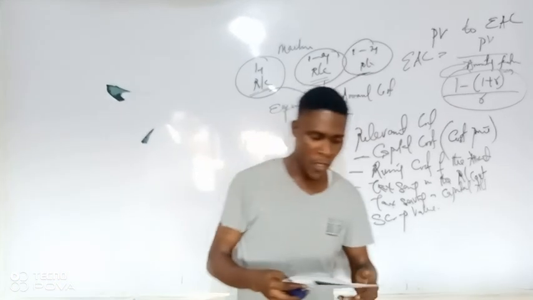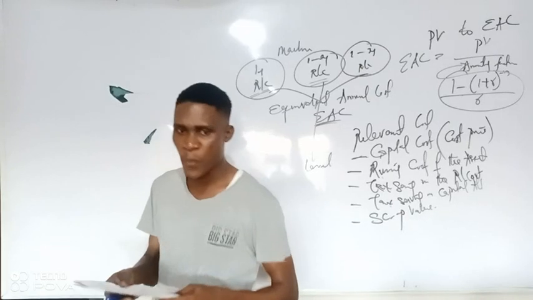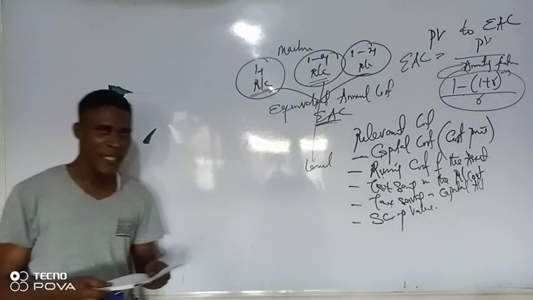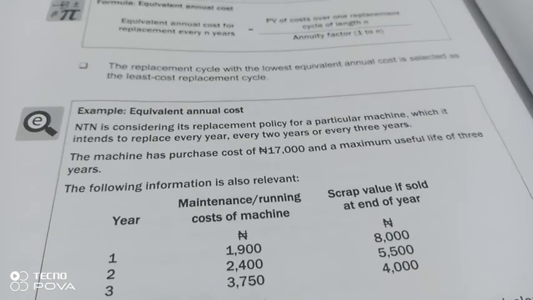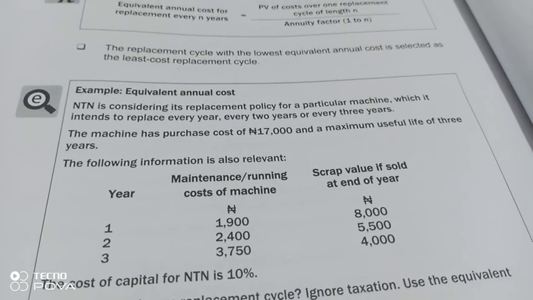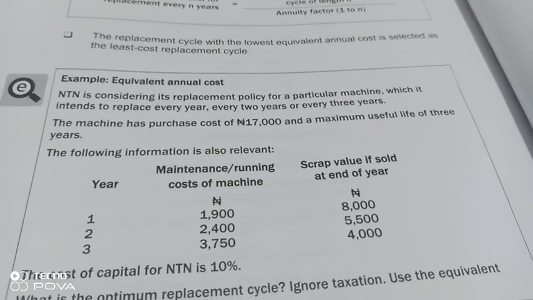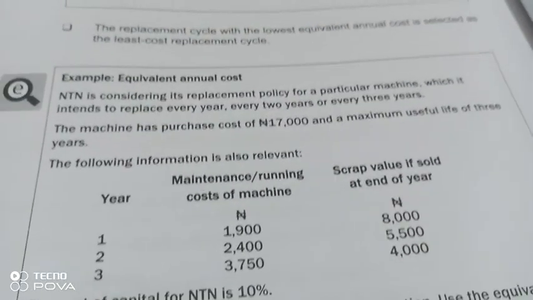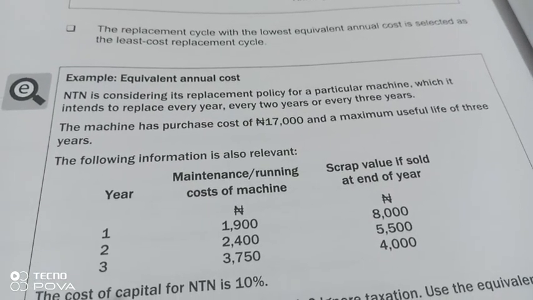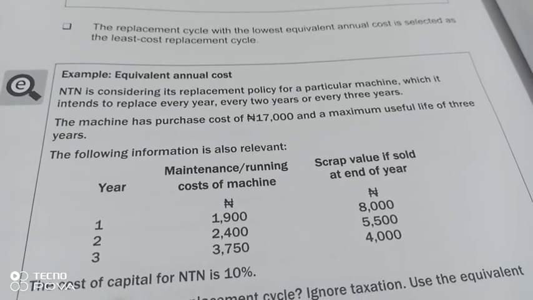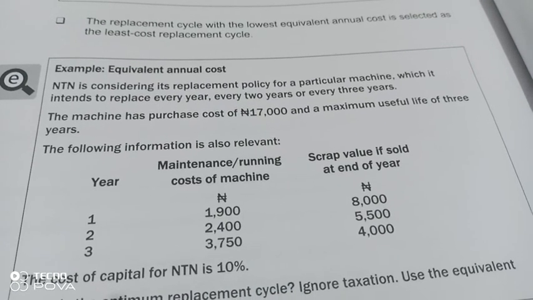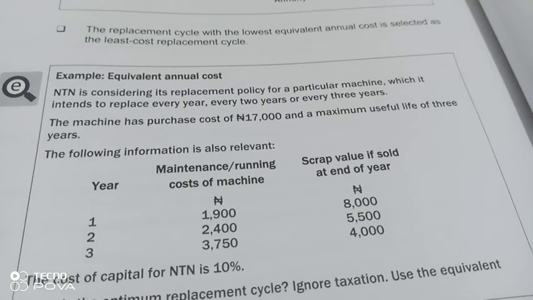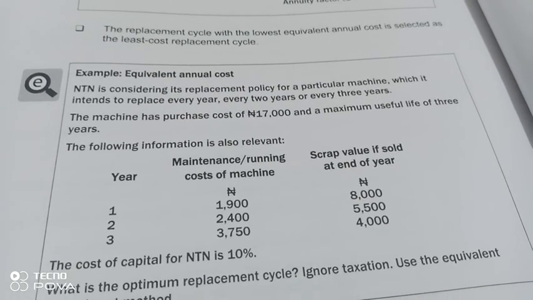So in view of that, let's practicalize a very good example. The example now is on page 196. MTN is considering the replacement policy for a particular machine which it intends to replace every year, every 2 years, or every 3 years. The machine has a purchase cost of 17,000 and a maximum useful life of 3 years.